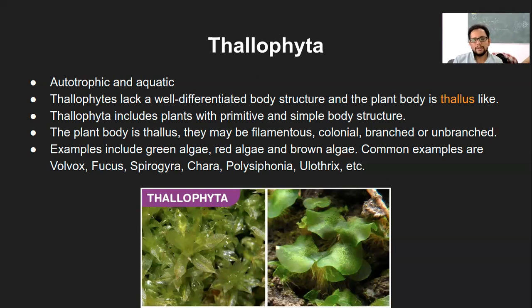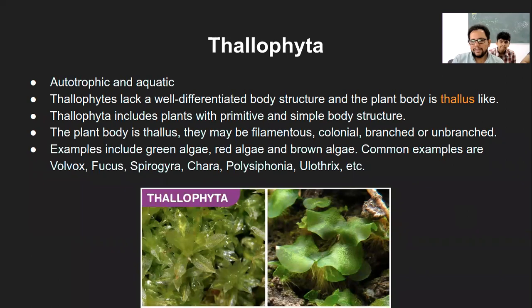Okay, so thallophytes lack a well differentiated body. Now, what does it mean by well differentiated body? You know, a plant has roots, stem, leaves, and so on. So this thallophyte category of plants doesn't have these well differentiated structures in terms of roots, stem, and whatever we call leaf. And the plant body is thallus-like. Thallus-like means it's kind of a merged structure, right? That is what is thallus.